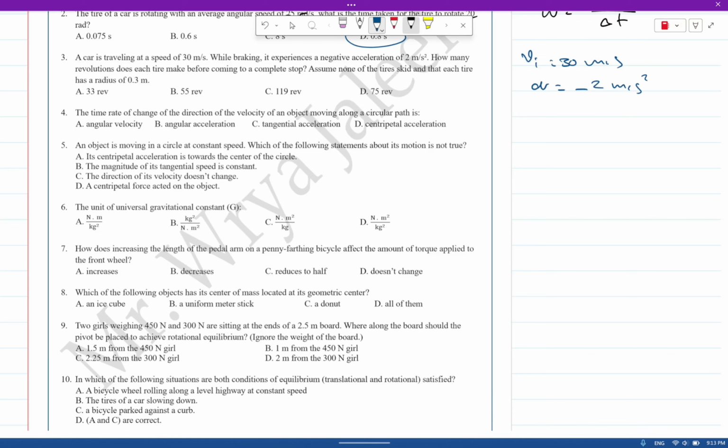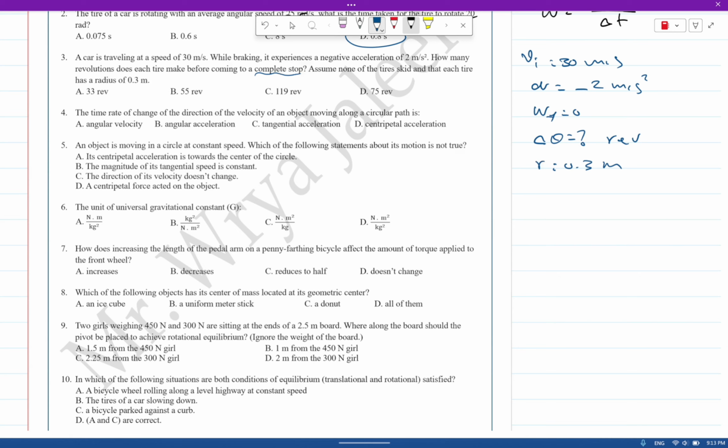How many revolutions does each tire make? So delta theta is unknown, or find that, but in revs, don't forget. Does each tire make before coming to a complete stop? A complete stop means omega final is 0. Assume that none of the tires skid and that each tire has a radius of 0.3 meters.